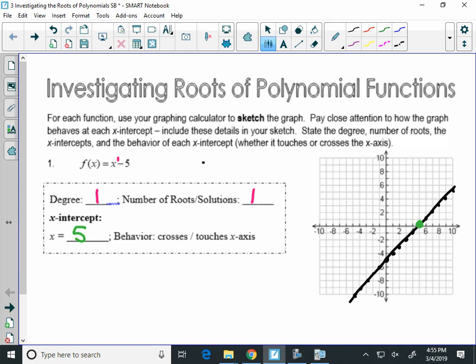Now, the behavior is what's happening at that x-intercept. Well, it looks like my graph is crossing through the x-axis at that x-intercept. So that is the behavior. It is crossing through. All right, number 1 done.